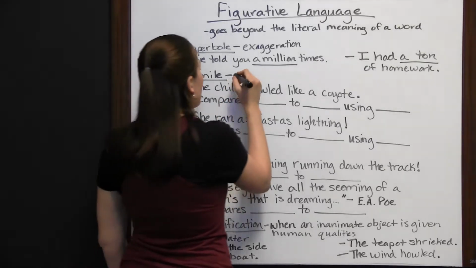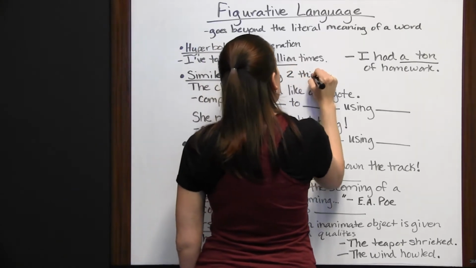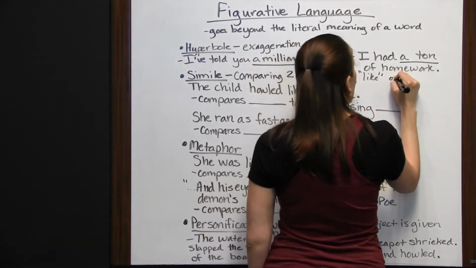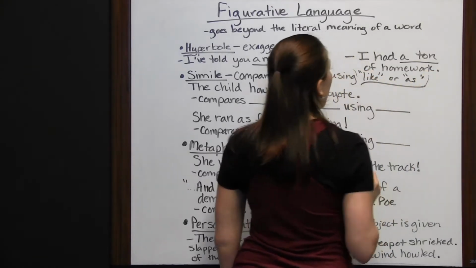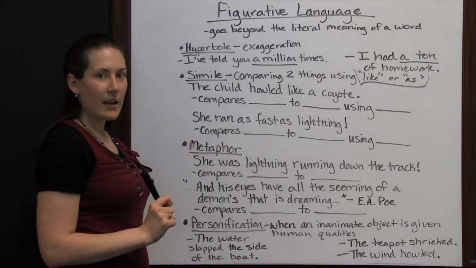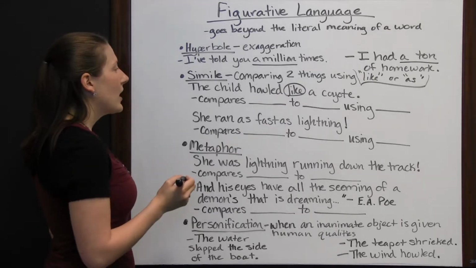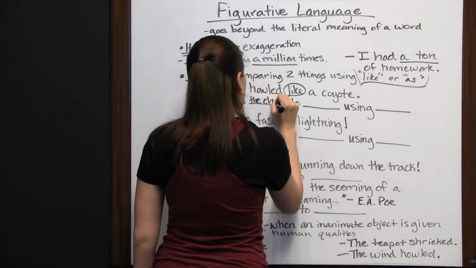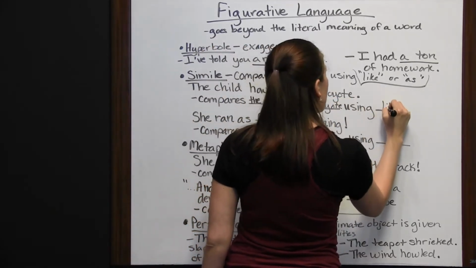Next we've got simile, which is comparing two things using like or as. And this is very important. You have to use those words like or as, or it's not going to be a simile anymore. So, the child howled like a coyote. We see our word like. You're comparing two things in this sentence. The child howled like a coyote compares the child to a coyote using the word like.